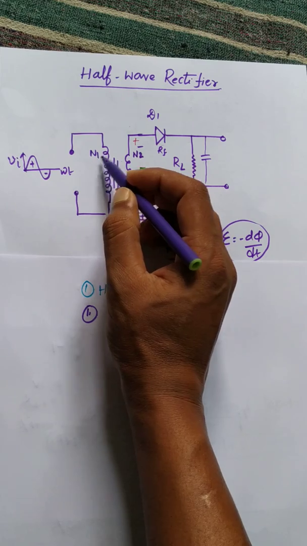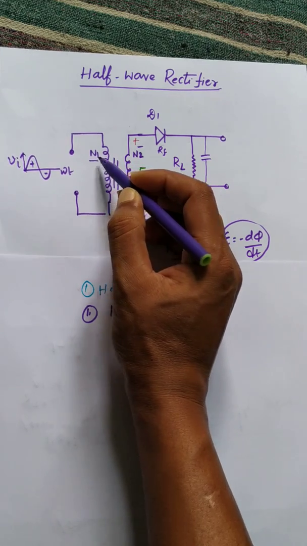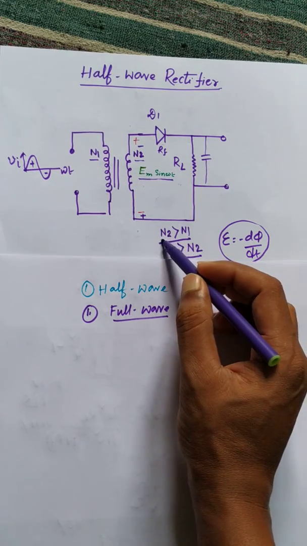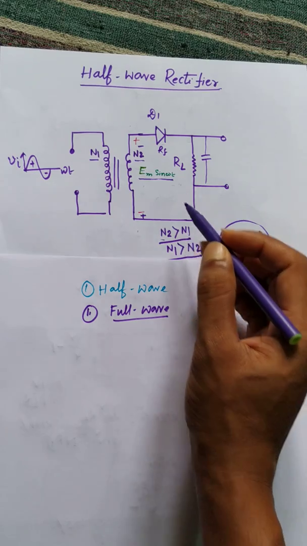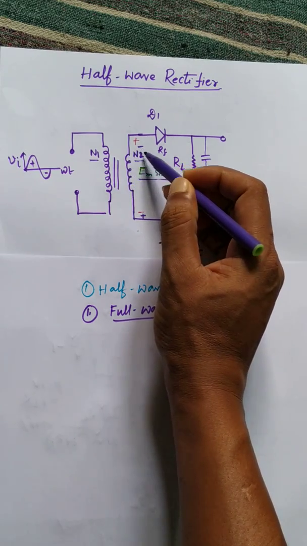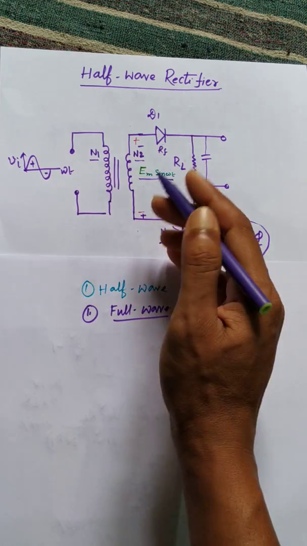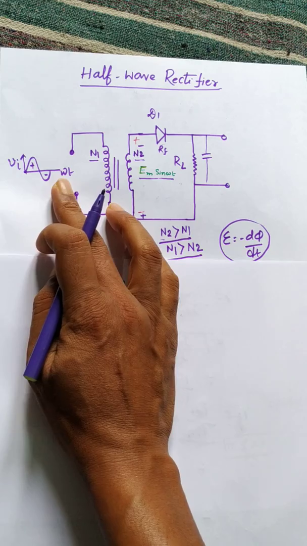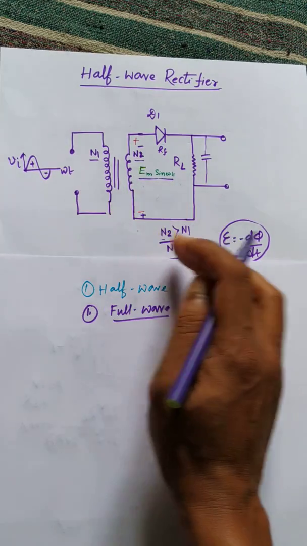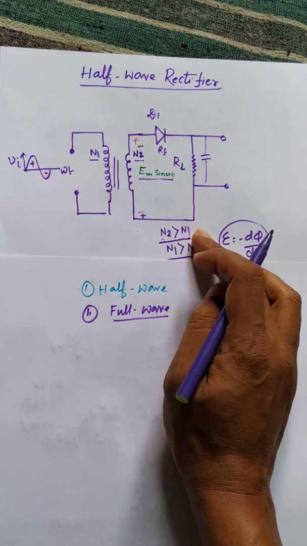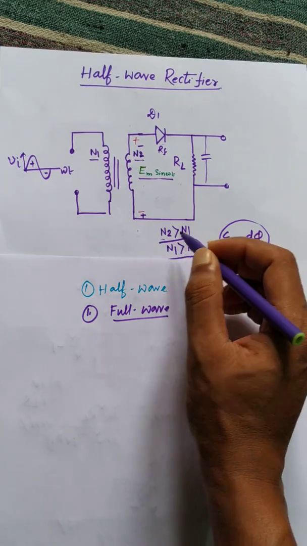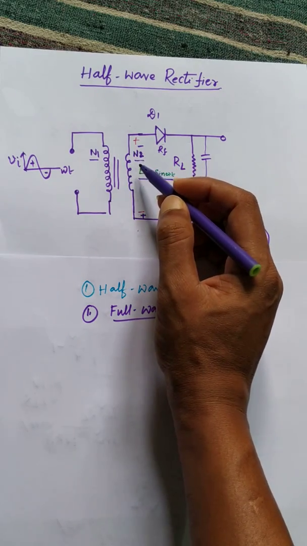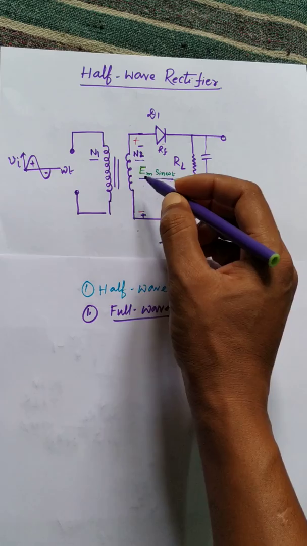Let's say the number of turns in the primary is N1 and the number of turns in the secondary is N2. When N2 is greater than N1, meaning the number of turns in the secondary is greater than the primary, then this type of transformer produces high voltage from low AC voltage. So this type of transformer is called a step up transformer.